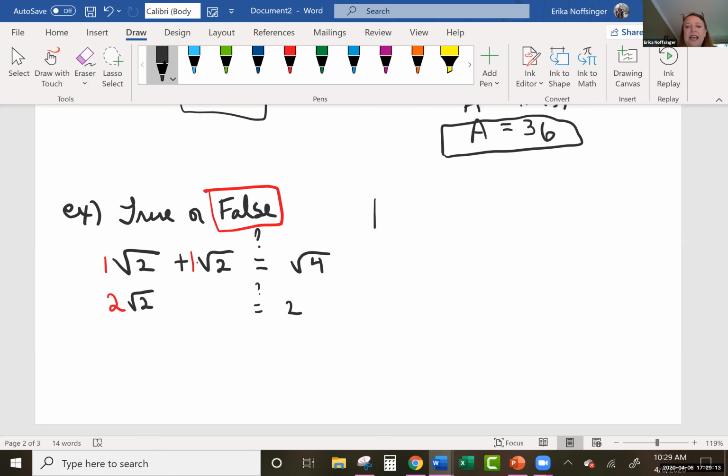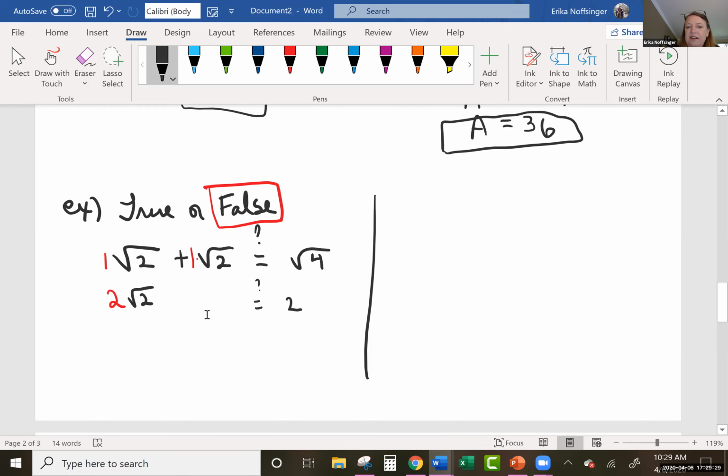So on your exam, you're not just going to mark on my math lab true or false. You're going to explain on your paper why you got that it's true or why you got that it was false. What about same kind of deal, but this time true or false?